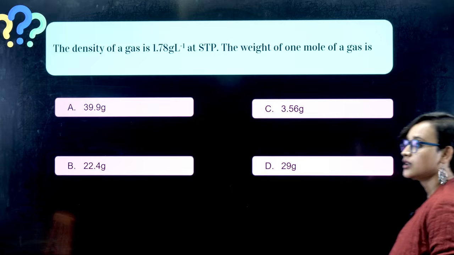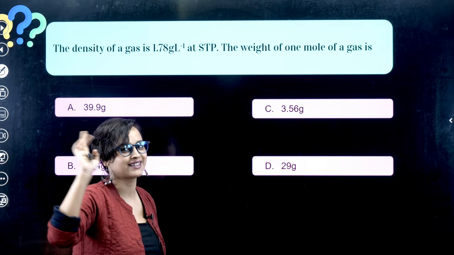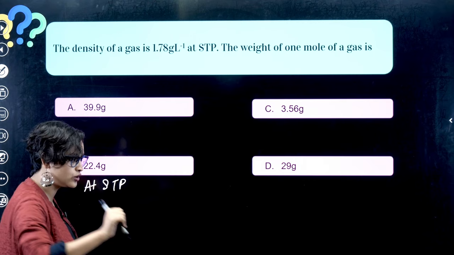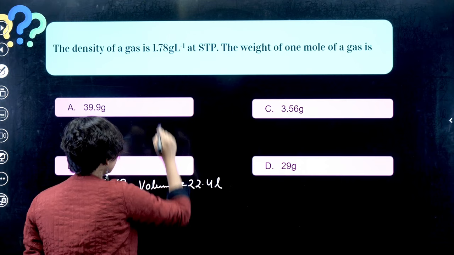Chalo. Shall we do it then? Let's do one thing. I'll do it here, you check the answer. Is that okay? Theek hai. So at STP, do you remember the volume 22.4 liter I told you? Yes. So at STP, volume is equal to 22.4 liters. Density is already given to you here.